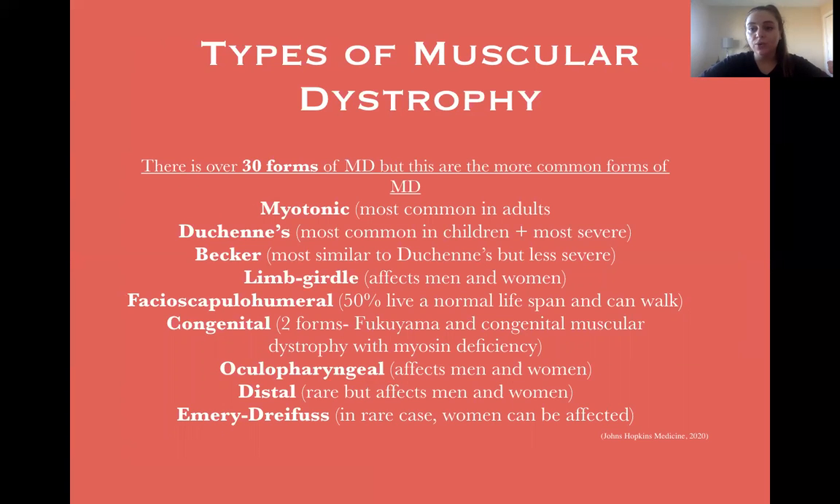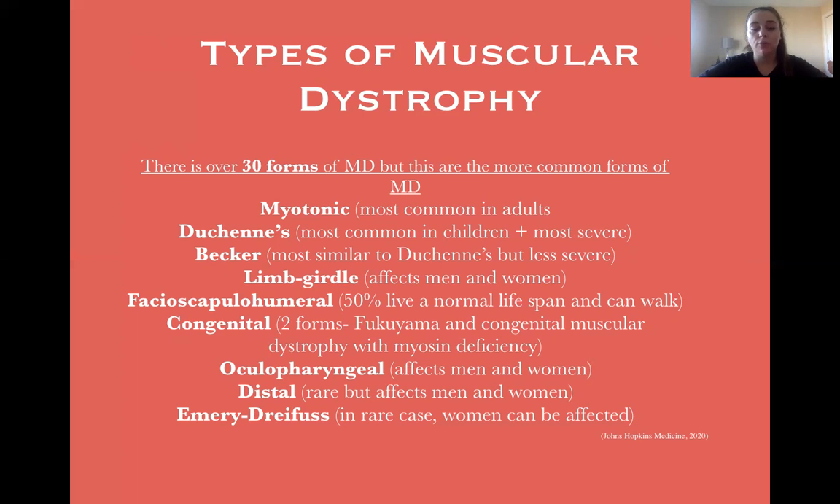So quickly, the biggest thing is muscular dystrophy. There are over 30 forms of muscular dystrophy. However, I'm just going to touch on 9 of them. These 9 that are posted are the most common ones that we see. So myotonic, most common in adults. Duchenne's, like I mentioned before, is the most common in children, and it's the most severe. We've got Becker's. It's similar to Duchenne's, just a little less severe. Limb girdle affects men and women.